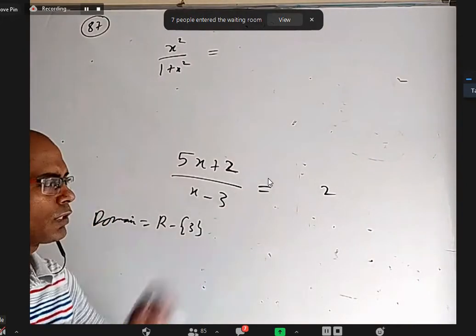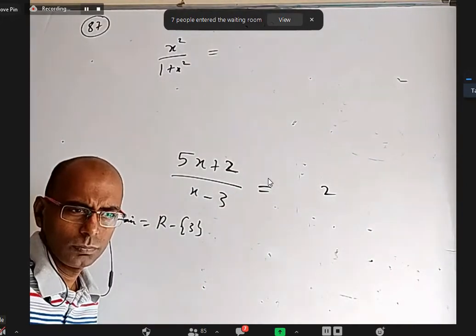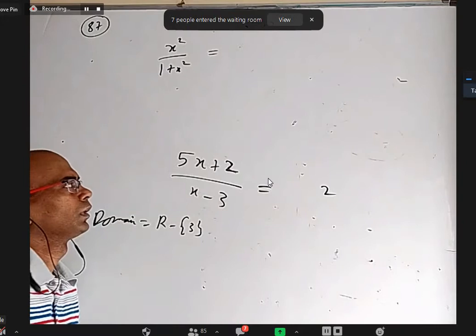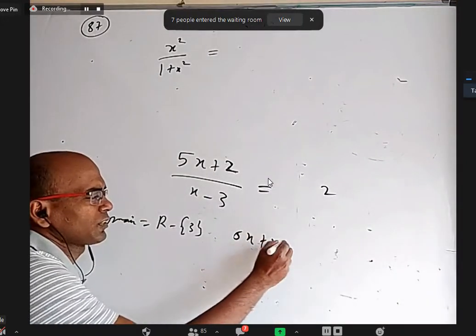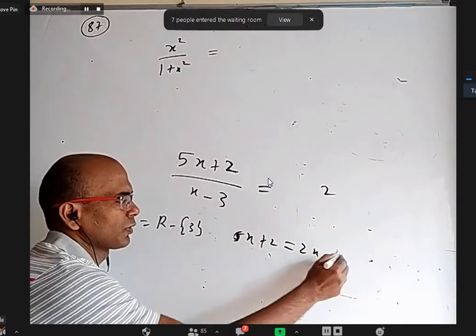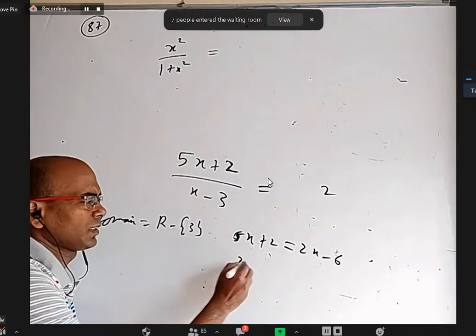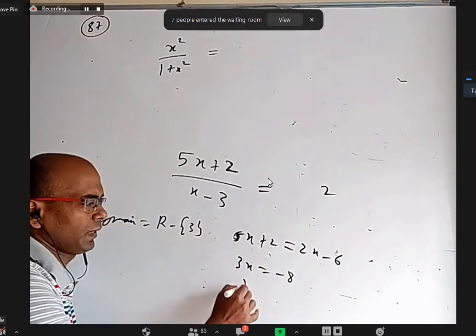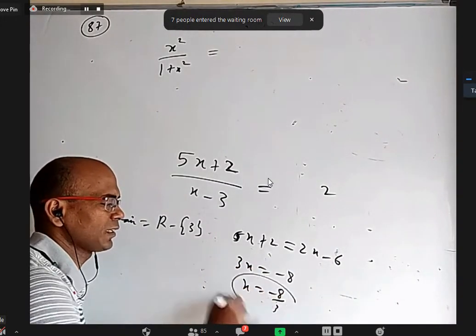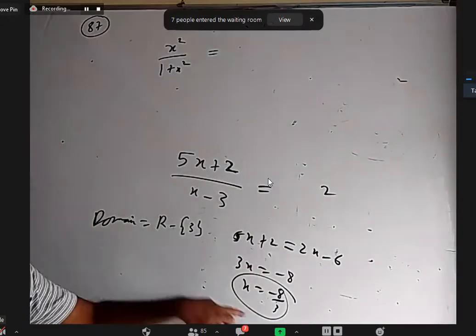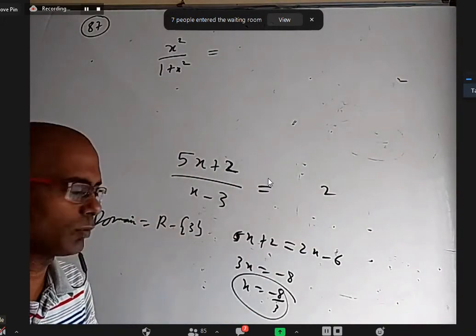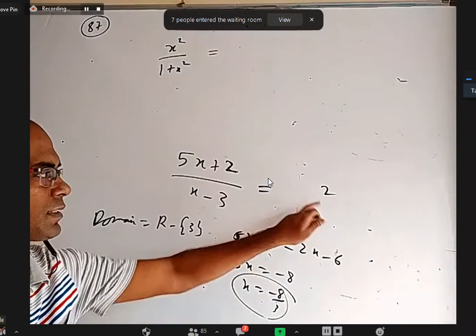When you equate it to 2 and solve, will you get some x value? We are getting. Yes, sir. We'll obviously get a simple linear equation. 5x plus 2 is equal to 2x minus 6. That is 3x equal to minus 8 and x is equal to minus 8 by 3. When you put x equal to minus 8 by 3, your answer will come 2. So for this part of the domain, this will be the range.